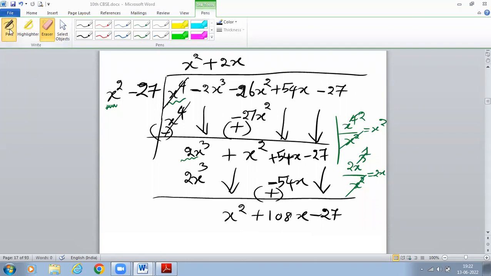Listen now. So see here, this is minus 2x cube. So therefore here also minus 2x cube will come. Now in the rough column, we have to divide this minus 2x cube by the first term, that is x square. So minus 2x cube divided by x square, the answer is minus 2x. So in the quotient it becomes minus 2x. Now x square into minus 2x is also minus 2x cube. Now minus 27 into minus 2x is plus 54x. Sorry, plus 54x.